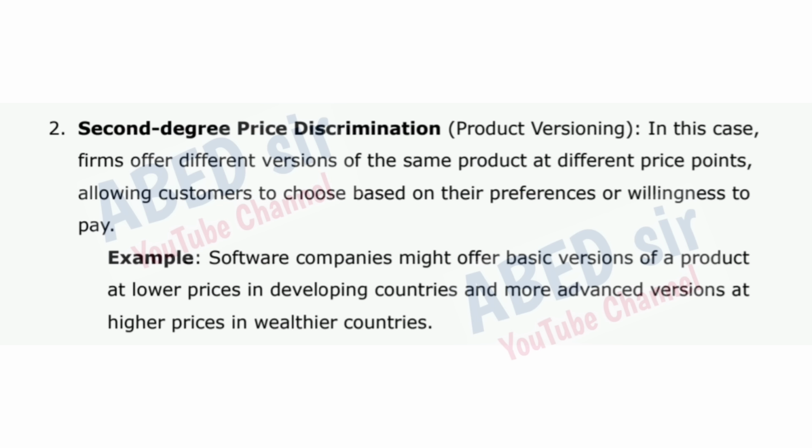2. Second-degree price discrimination. Product versioning. In this case, firms offer different versions of the same product at different price points, allowing customers to choose based on their preferences or willingness to pay. Example, software companies might offer basic versions of a product at lower prices in developing countries and more advanced versions at higher prices in wealthier countries.